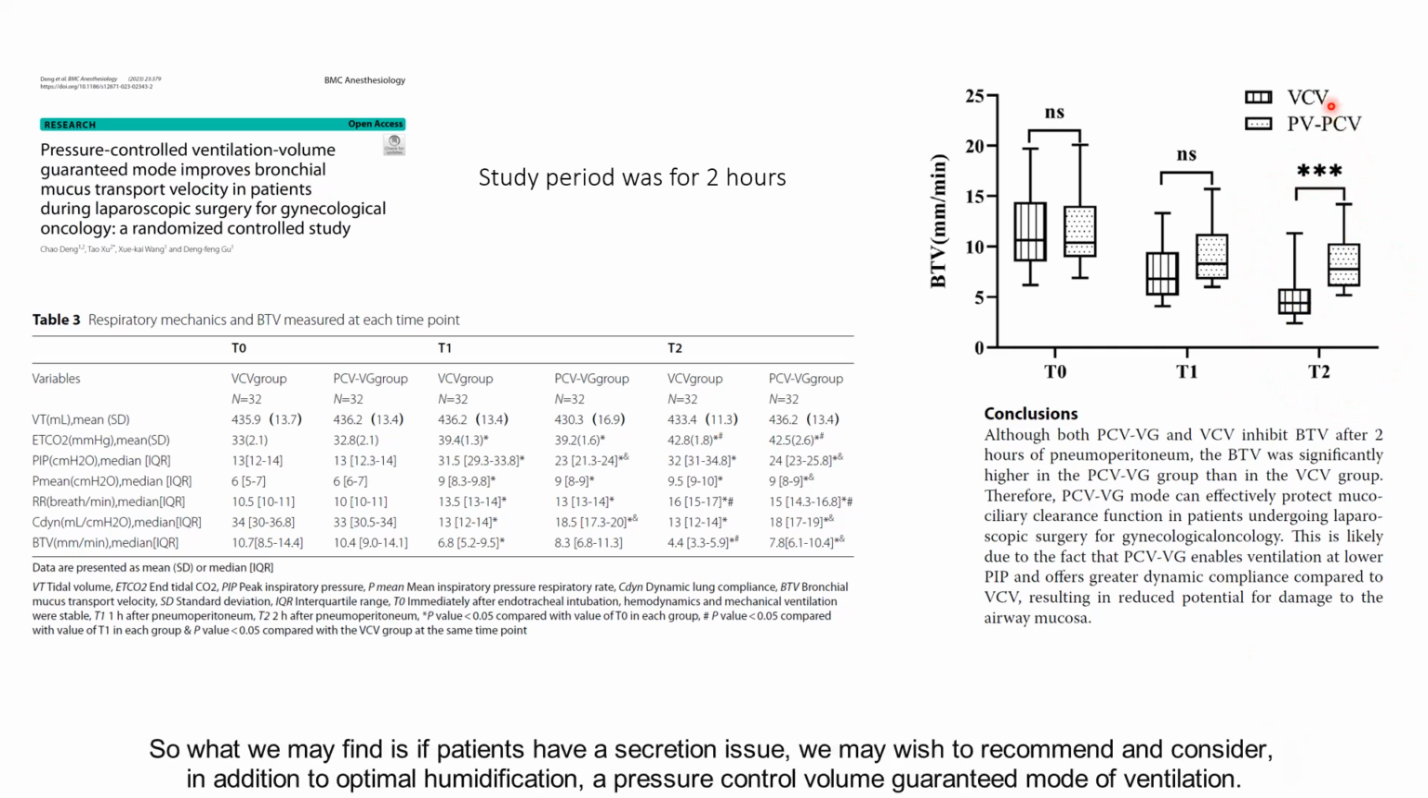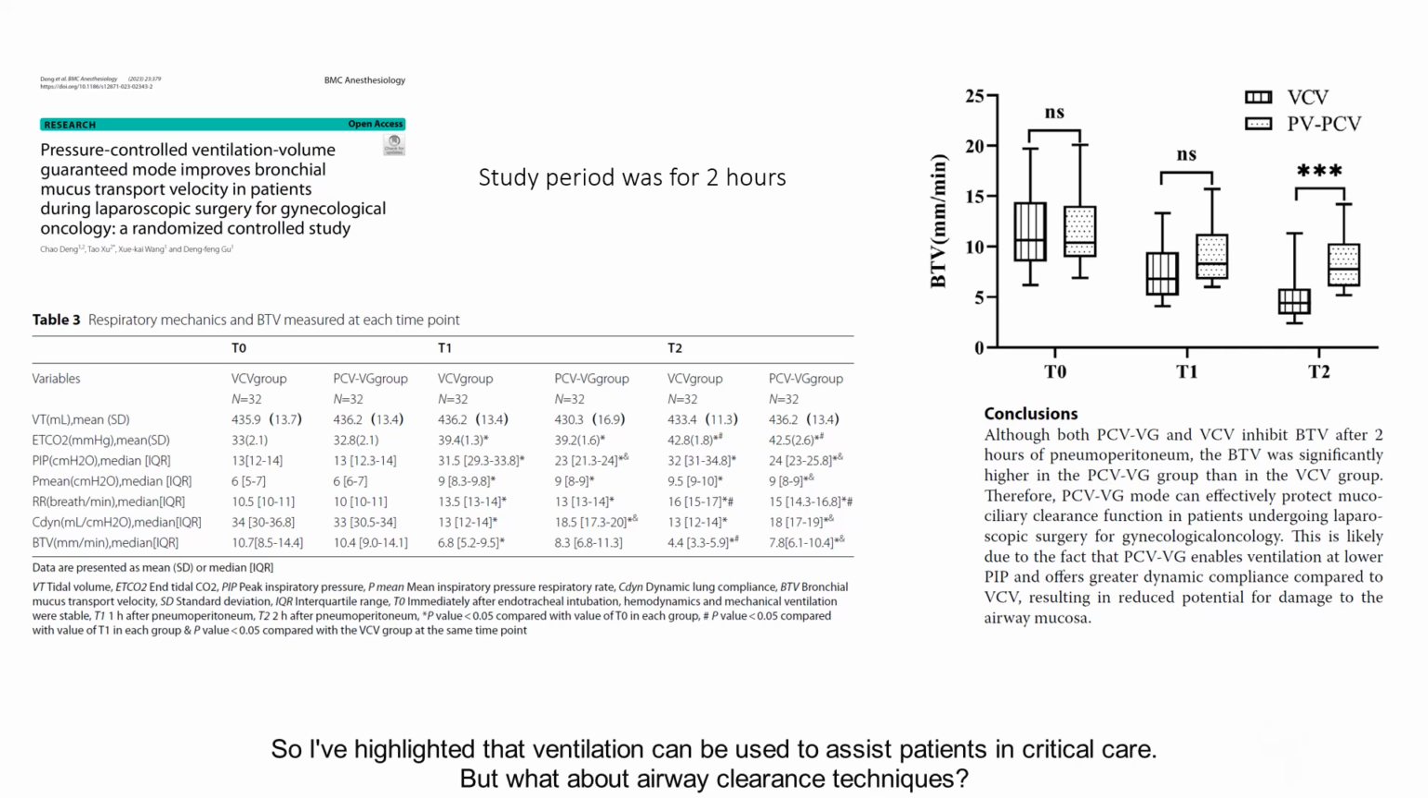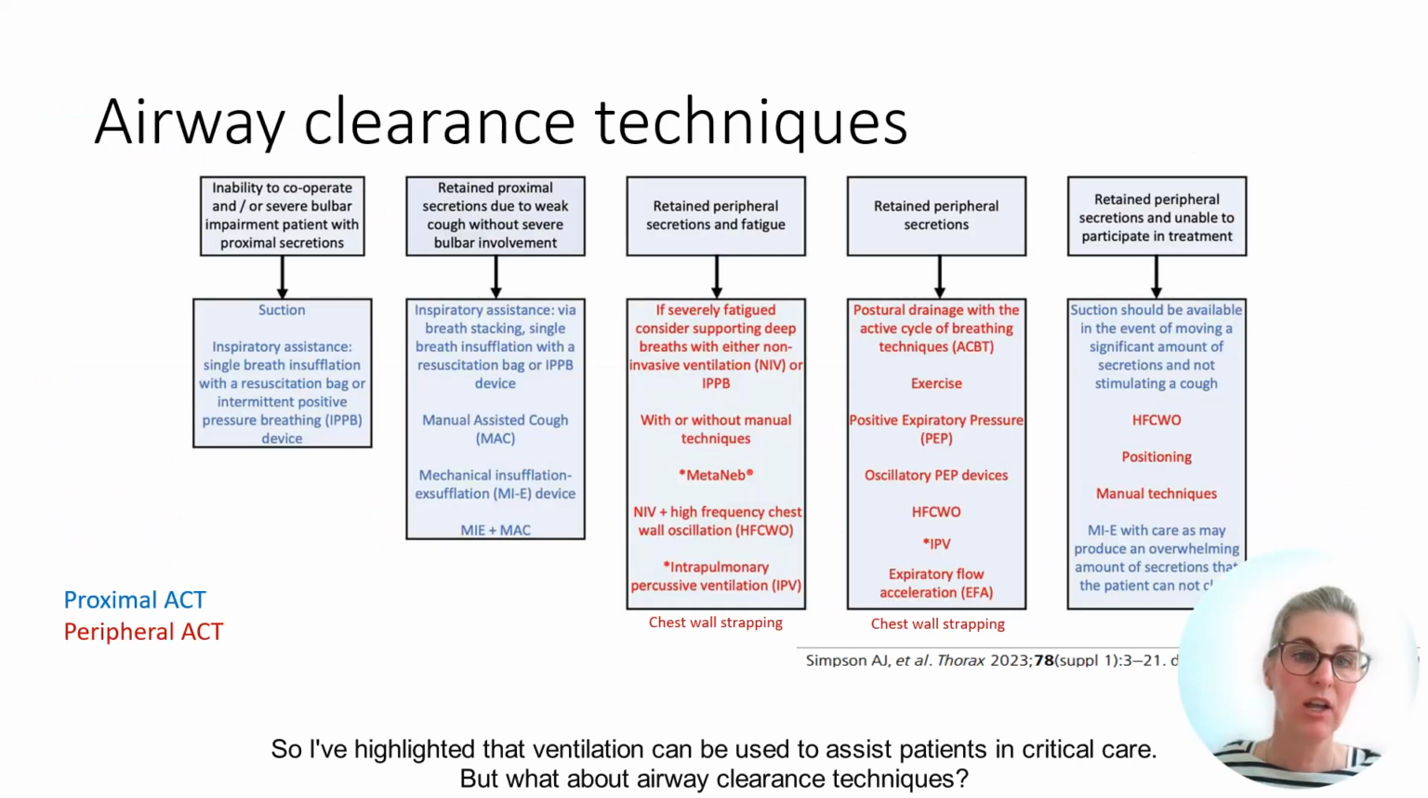So what we may find is if patients have a secretion issue, we may wish to recommend and consider, in addition to optimal humidification, a pressure control volume guaranteed mode of ventilation. So I've highlighted that ventilation can be used to assist patients in critical care, but what about airway clearance techniques?